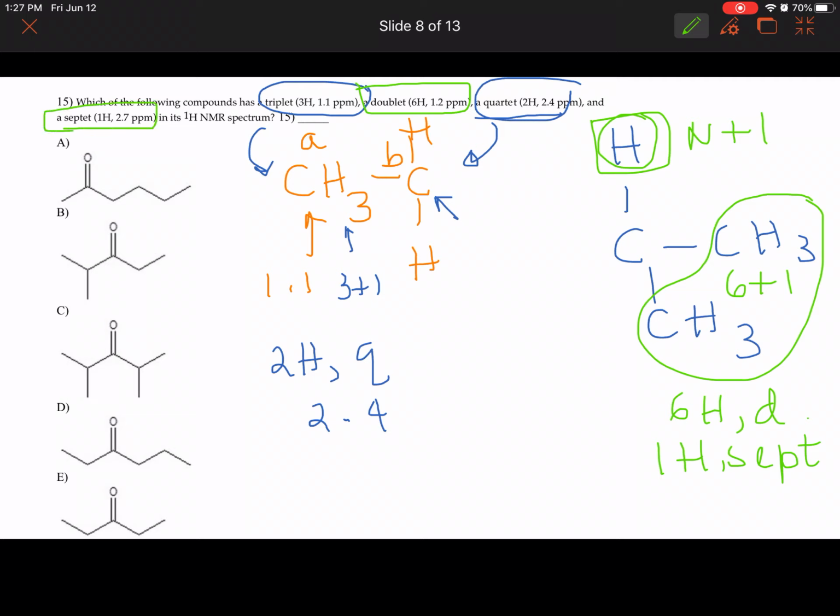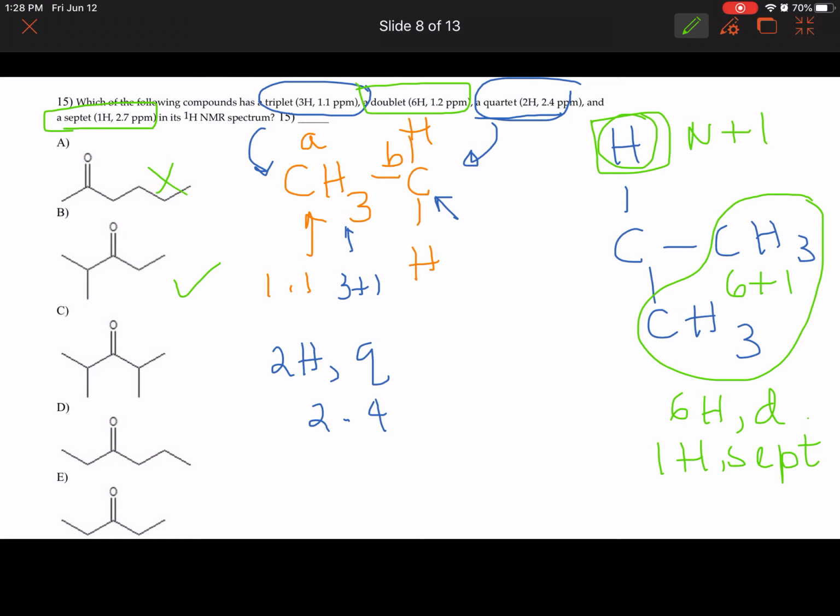So these are the pieces we have. In our molecule we should have these 2 pieces together. Okay, and do we see that in A? No, A is out. And then B looks like we do have 6 hydrogen a doublet, a 1 hydrogen septet, 2 hydrogen quartet, and 3 hydrogen a triplet. So this looks like it, but we'll see.